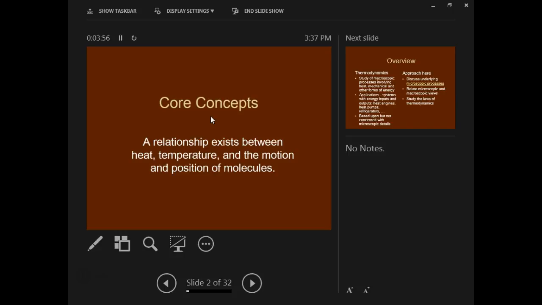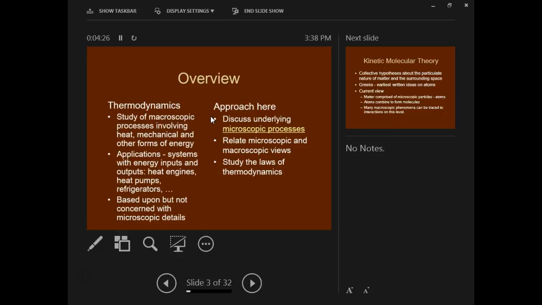Now, so these are sort of macroscopic concepts here, heat and temperature, but the relationship exists between that and the motion and position of molecules, which is very much a microscopic thing. So we will be looking at macro, microscopic stuff in this chapter, probably more than we have in any other chapter, though this will carry out through the last three chapters we do as well. Okay, so here's the overview. This would begin somewhere around page 88. Now, so this is big picture here of what we're going to be doing, and then we'll go down and break off into smaller pieces.